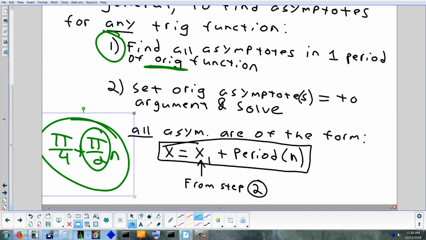Any question on that idea? And if you're saying, well, what about negative asymptotes? What if you go to the left? Well, n could be a negative integer as well. Like if you put in -2, that would give you the asymptote 2 cycles before. If you put in -5, it would bring you back 5 cycles.